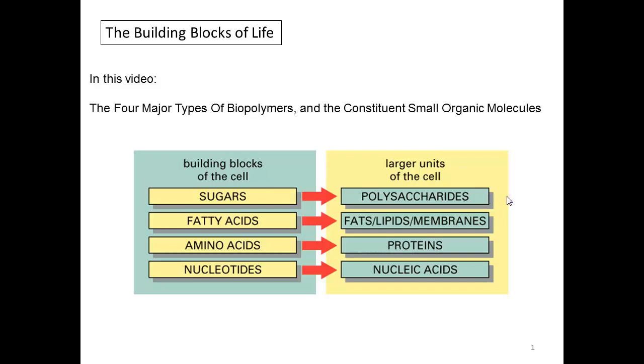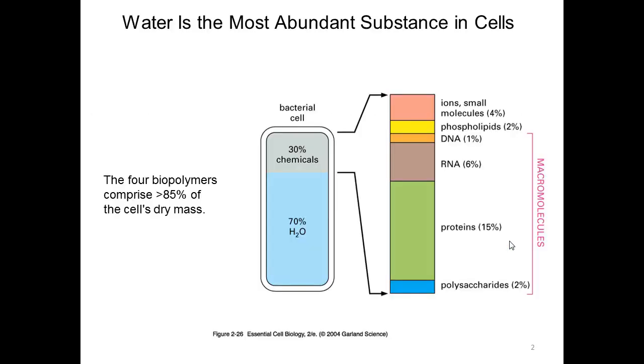Three of them in this video: the biopolymers polysaccharides, which are made up of sugars, membranes, which are made up of fats, and nucleic acids, both RNA and DNA. In the next several videos, we'll talk about the fourth biopolymer, proteins, which are made up from amino acids. But before I talk about the polysaccharides, I want to say one important thing about the composition of a cell.